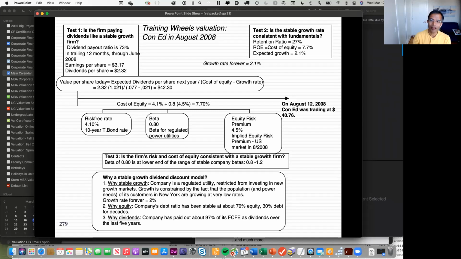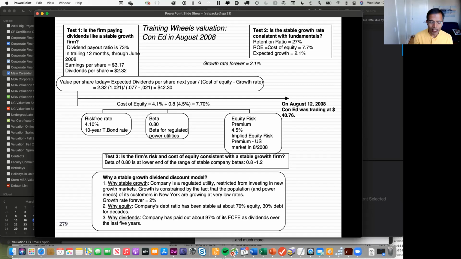You can still pick Con Ed if you want for your company. Your valuation will be done in like 2 minutes, but you're not going to learn a whole lot. The stock was actually trading at 40.76. So it looks undervalued, right? But not by much. It's like within 3%.